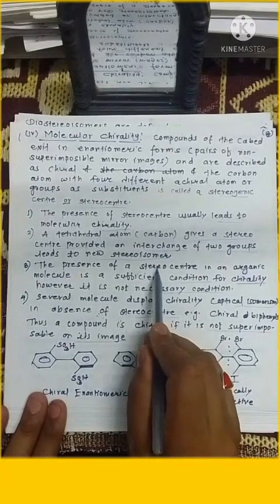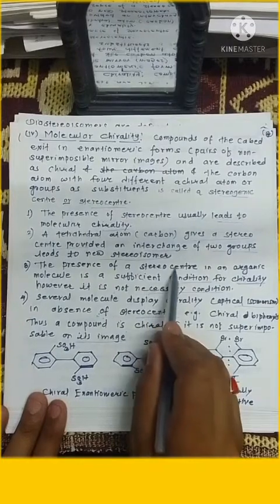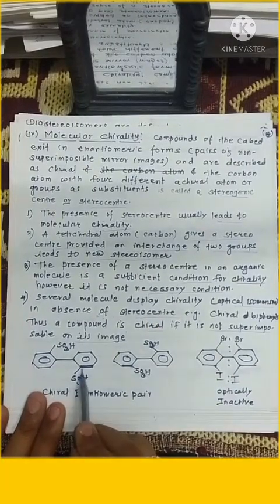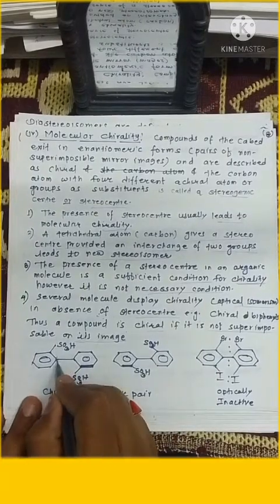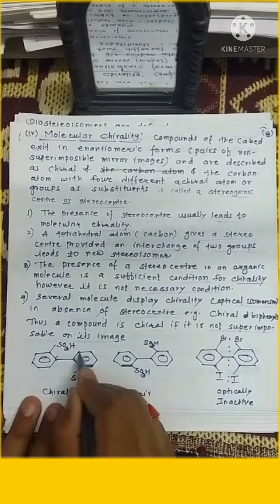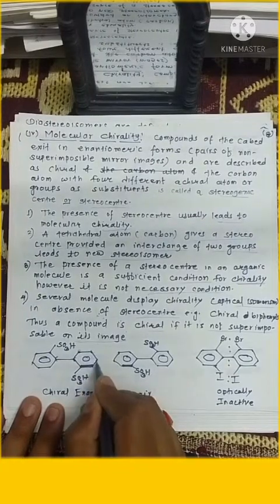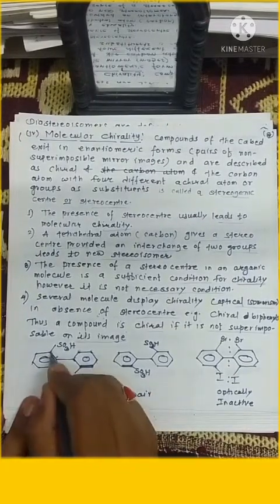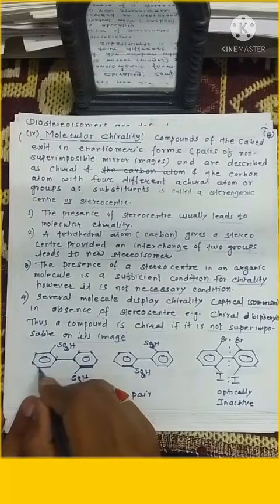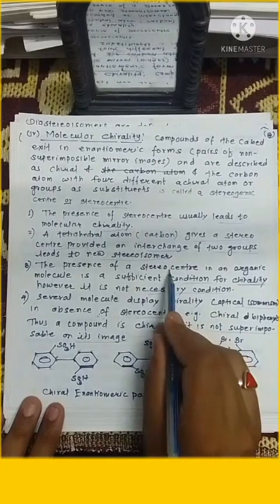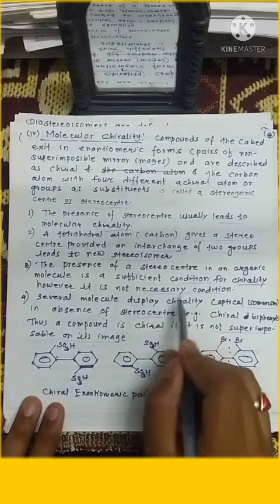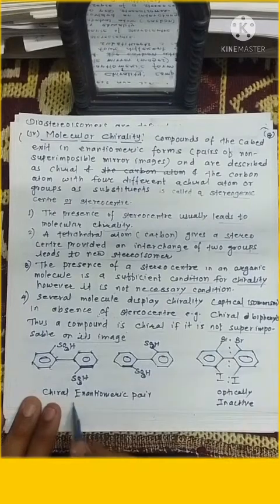What is a stereo center? A stereo center simply means a carbon atom having 4 different substituents. So just see the example of biphenyl. In this example we see that no chiral carbon is present. Besides that, this compound is optically active. That's why the presence of a stereo center is a sufficient condition, but it is not a necessary condition.